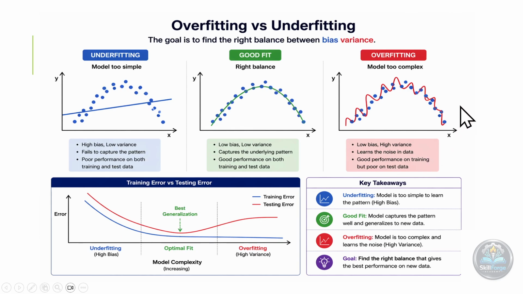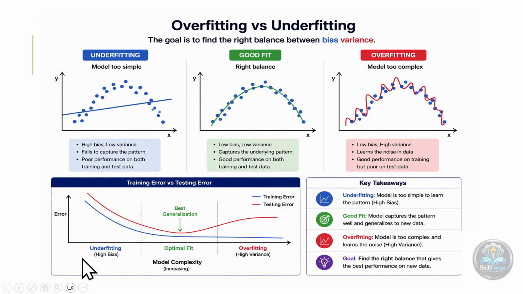Then here you see the right graph. Here the model is too complex and it tries to fit every point. You can see here, it even learns noise in the data. So it performs very well on the training data but poorly on the test data. So this is called high variance.